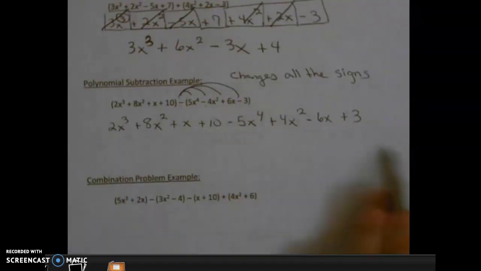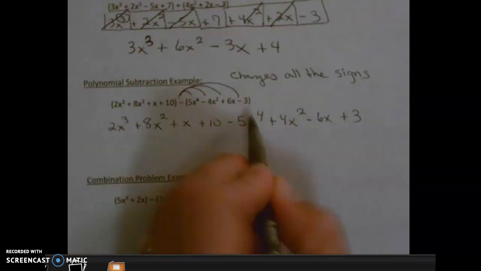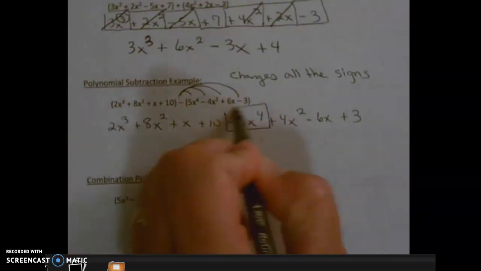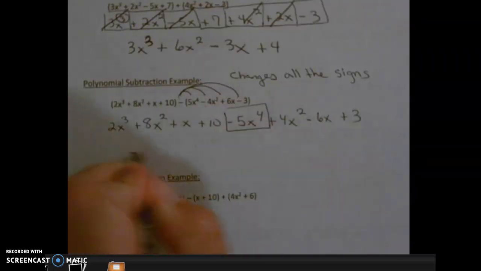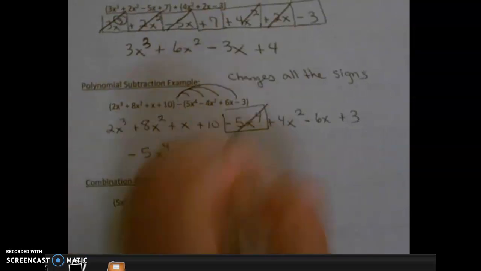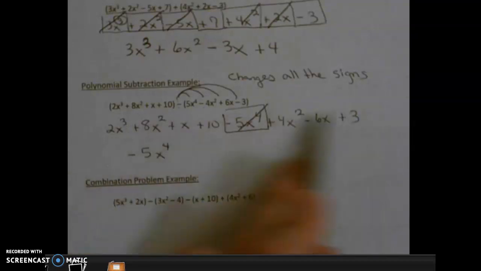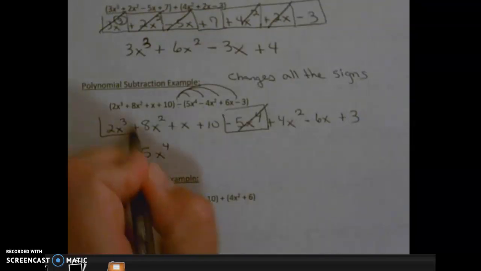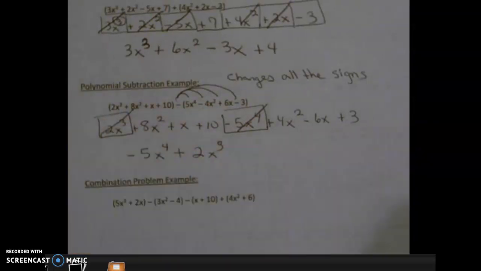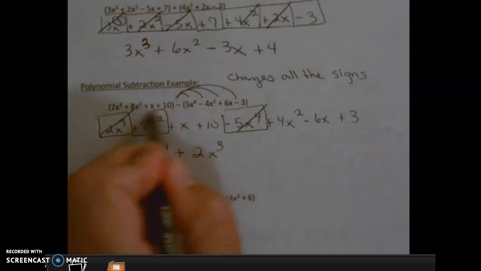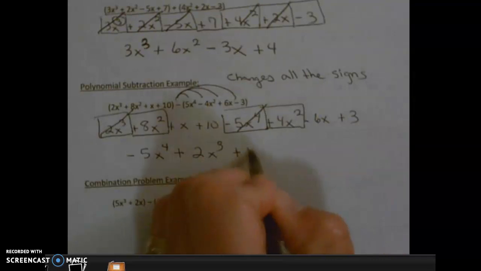Okay, so let's go ahead and combine like terms. So we're looking for the largest exponent. So that's going to be this -5x to the fourth. Since there are no other x to the fourth, that's going to be our first term. Okay, next largest exponent is a 3. There's no other 3's, so that one is going to go next. That's going to be our next term. And then 2's. 8x squared plus 4x squared is 12x squared.